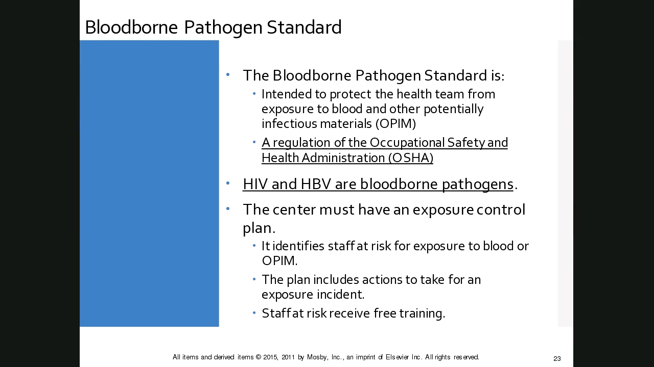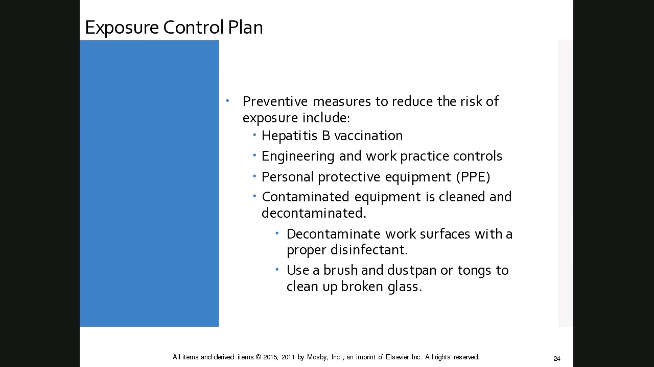But everybody has to have a plan, and the plan includes actions to take, what to do if there is an exposure incident, and what to do if there's a spill. There's all kinds of what ifs. So these are the things that we have to know what to do in case they happen. And then staff at risk receive free training. This is nothing you have to pay for. And most of this training has to be done yearly. So you have to have an exposure control plan.